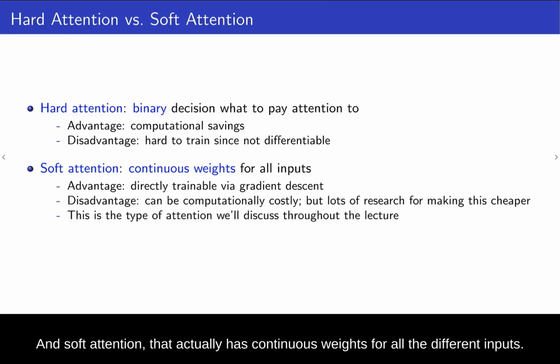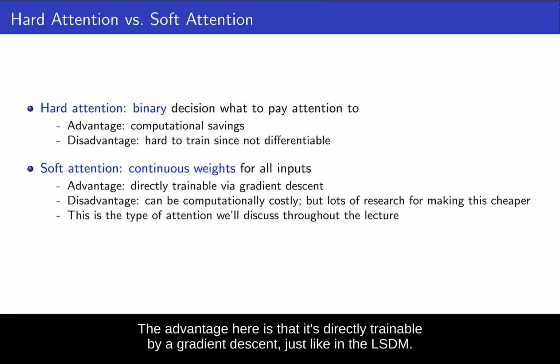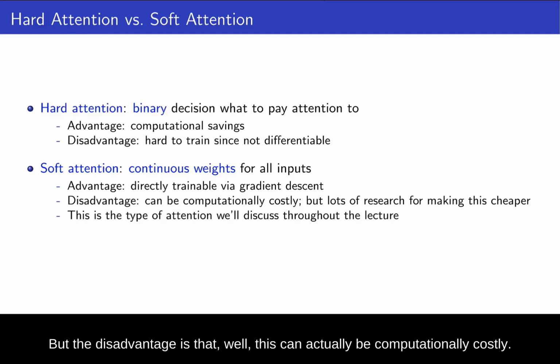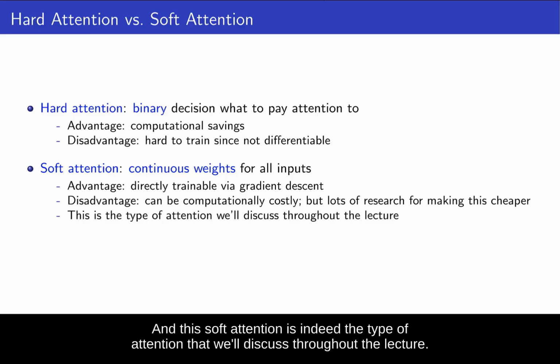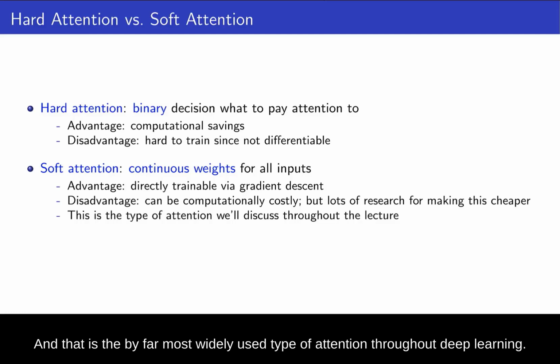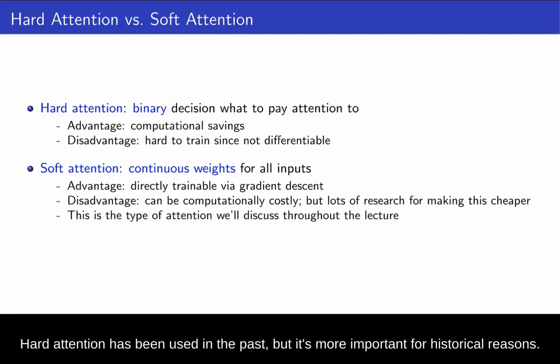And soft attention has continuous weights for all the different inputs. The advantage here is that it's directly trainable via gradient descent, just like in the LSTM. But the disadvantage is that this can be computationally costly. However, there's lots of research trying to make this cheaper. And this soft attention is the type of attention that we'll discuss throughout the lecture, and it is by far the most widely used type of attention throughout deep learning. Hard attention has been used in the past, but it's more important for historical reasons.